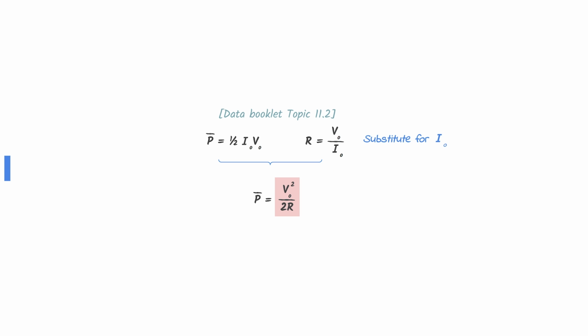The mean power dissipated can be calculated by using the equation given in the data booklet. Substitute in for the current to determine the power in terms of resistance and peak voltage.